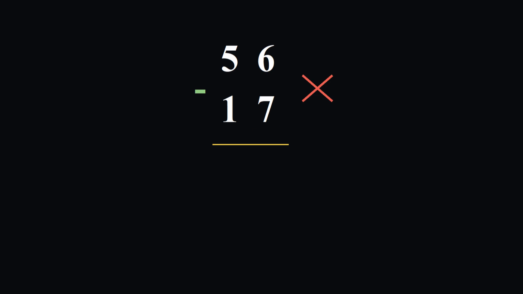6 minus 7. But I can't do it because 6 is smaller than 7. So we must borrow. You go to the 5 in the tens place and borrow 1 from it. So the 6 becomes 16 and 5 becomes 4. Now we have 16 minus 7, which equals 9.